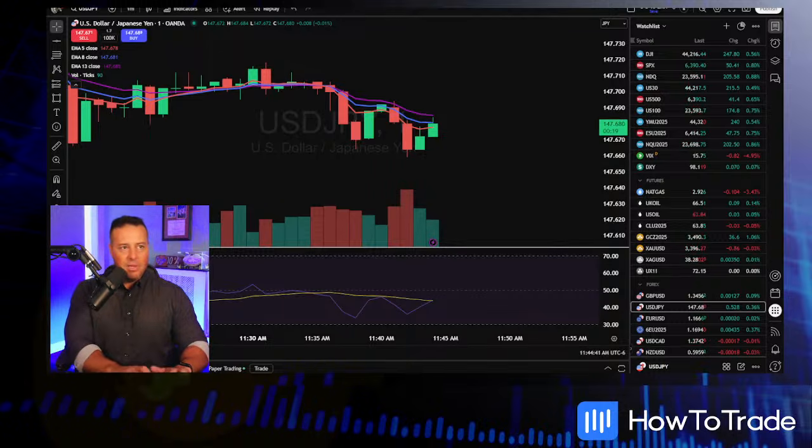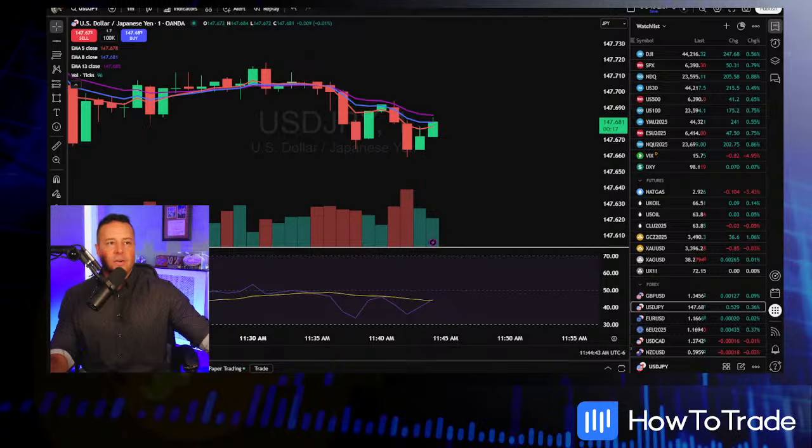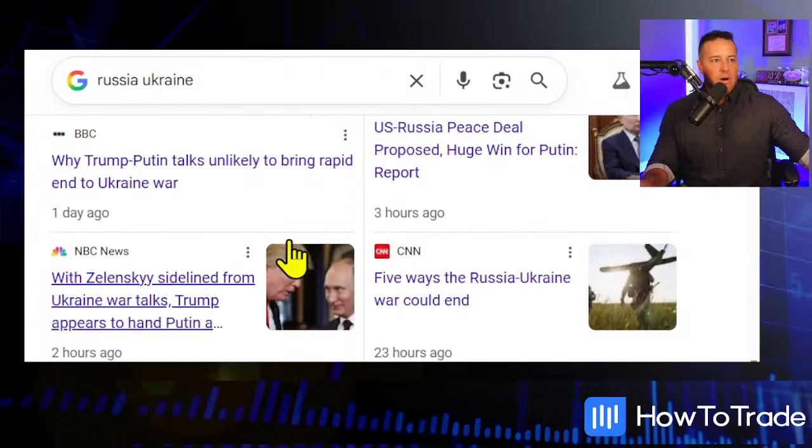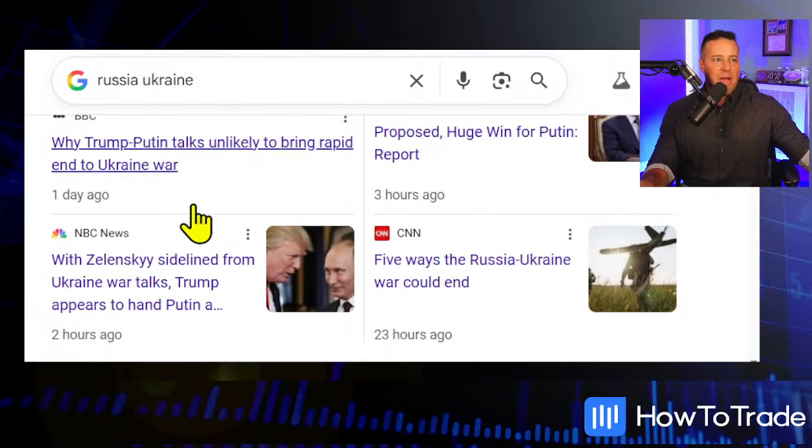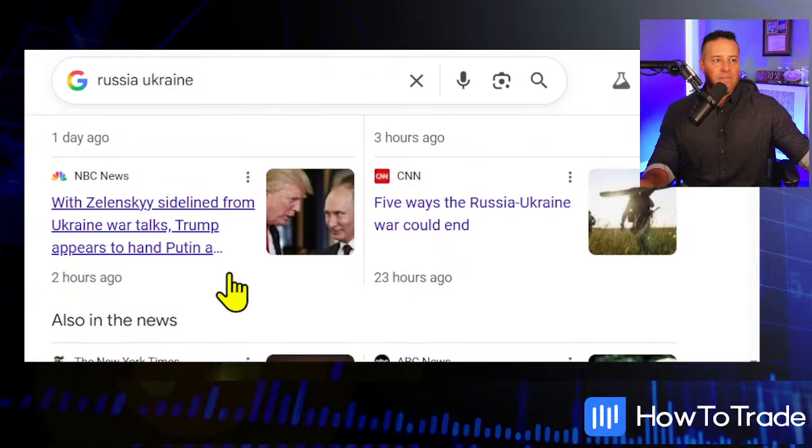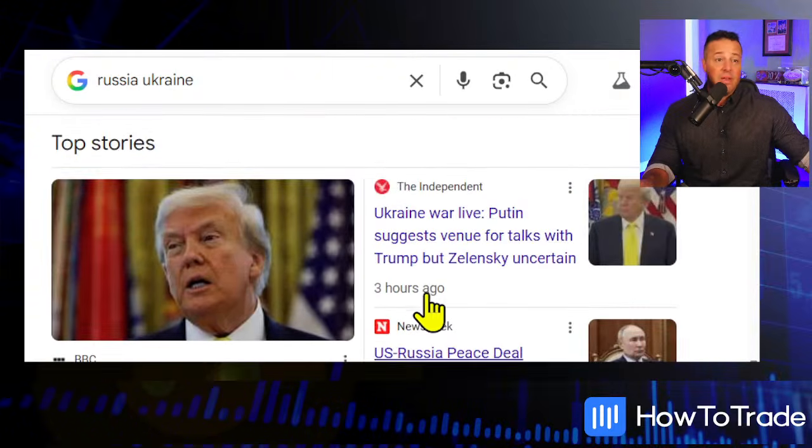Let's see if there's any deals here. All right, Trump-Putin talks unlikely to bring rapid end to Ukraine war. Zelensky sidelined from Ukraine war talks. So they're talking about having a meeting here. Don't be surprised if you have big news over the weekend. That could be a major market driver here for U.S.